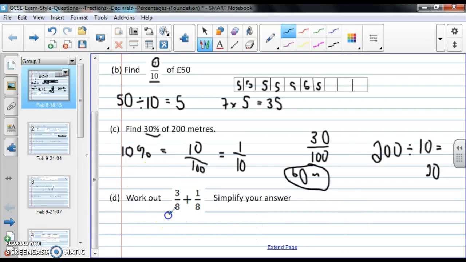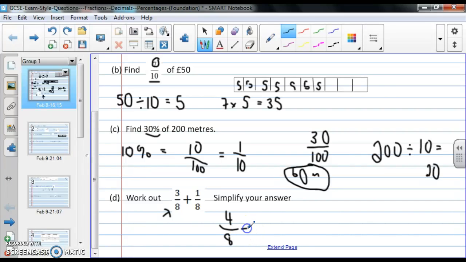Now, when I add fractions, once my denominator is the same, remember the denominators are the bottom number, all we're going to do is add our numerators. Remember your numerators are your top numbers. So 3 plus 1 gives us 4. The bottom number stays the same because we're still dealing with 8 slices, 8 slices in every whole.